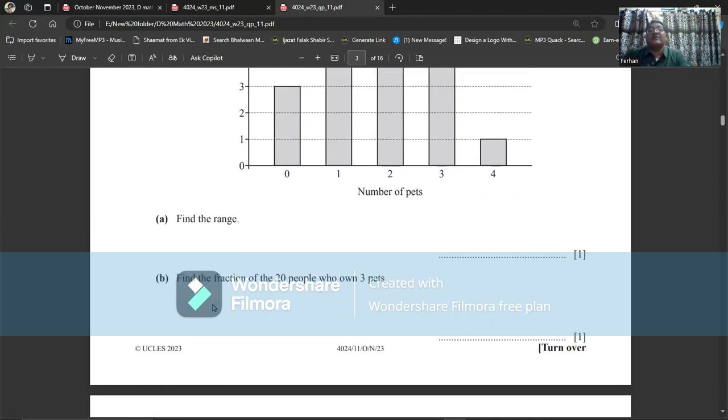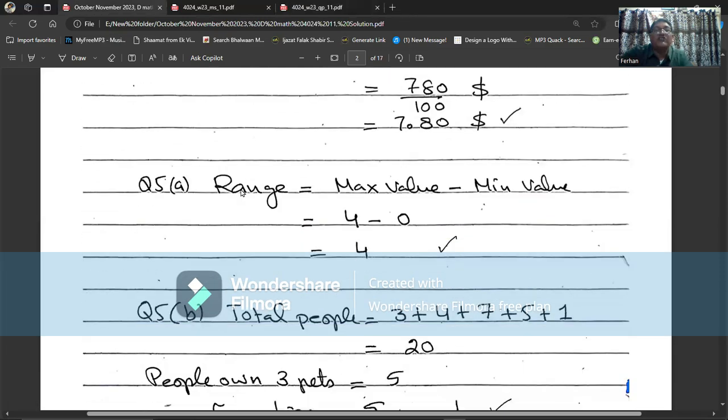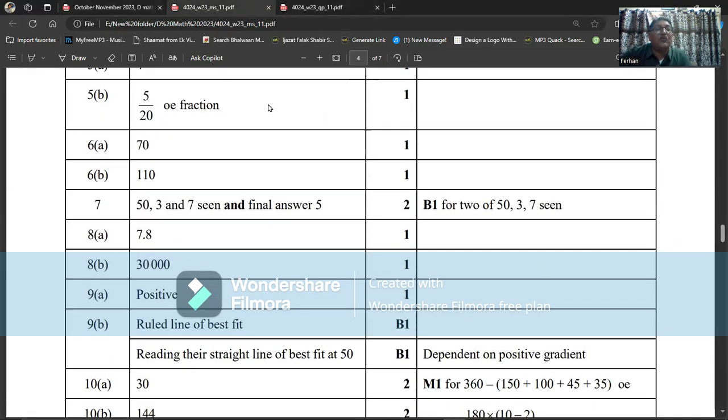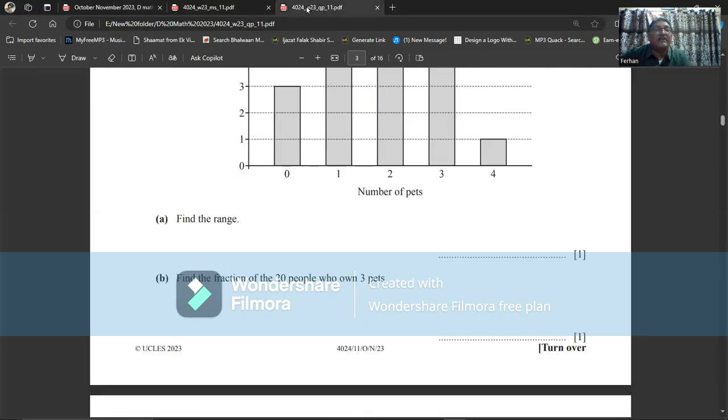Range is the maximum value on the x-axis minus the minimum value on the x-axis. So it will be 4 minus 0, and that will be 4. So my answer is 4. Okay, that answer is right.